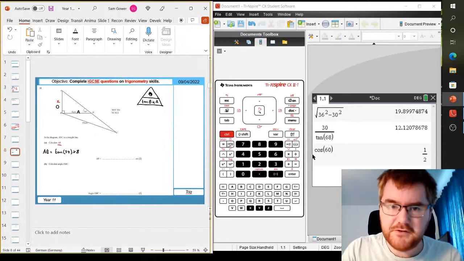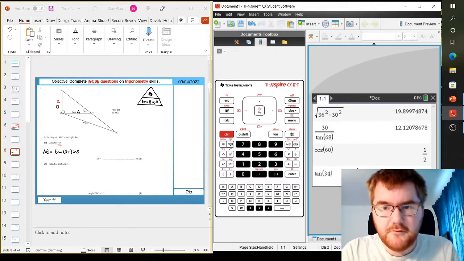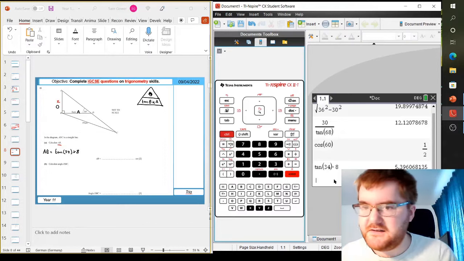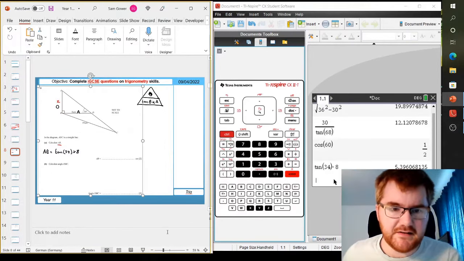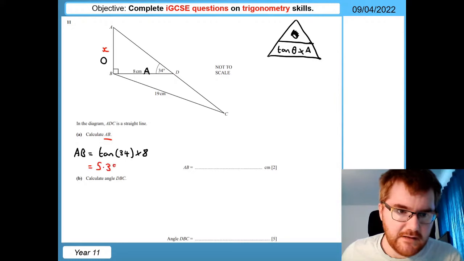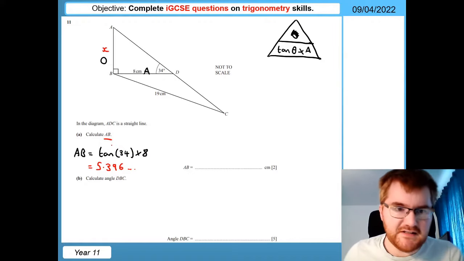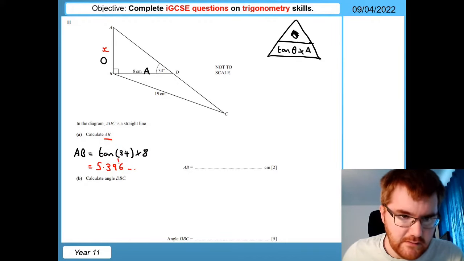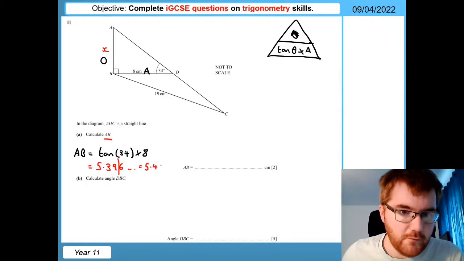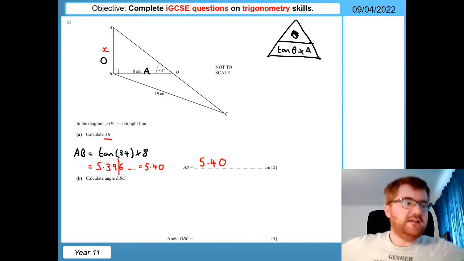So we're going to type in, we can use TAN or we can press the trig button, tan 34 multiplied by 8, enter, and we get our answer of 5.396. So I'm going to write down 5.396. Again, we want to round, as always, to 3 significant figures. So 1, 2, 3. We round the 9 upwards, so that's going to give us 5.40. Again, we have to be very precise in the rounding that we do to guarantee that we get all the method marks.